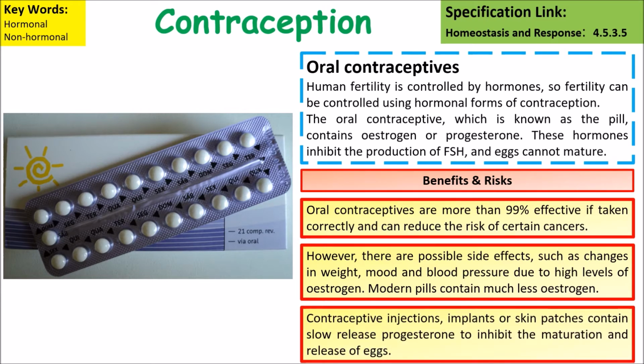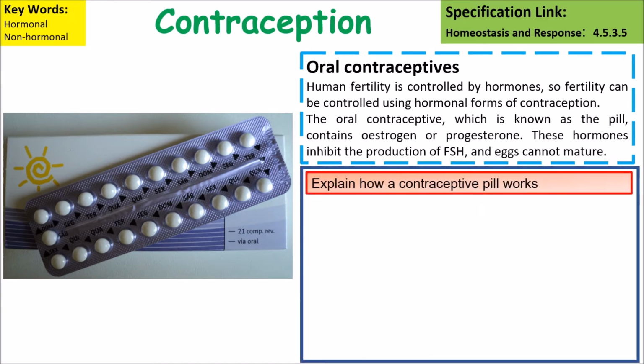Contraceptive injections, implants or skin patches contain slow release progesterone to inhibit the maturation of eggs, and that can be another way of taking these contraceptives rather than having to take a pill every day.